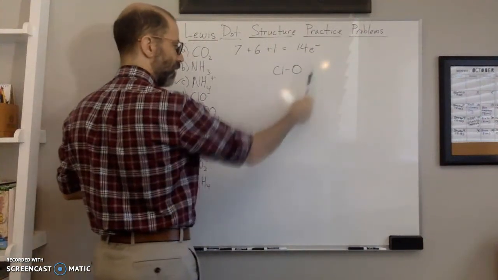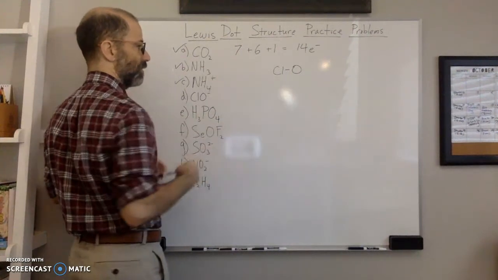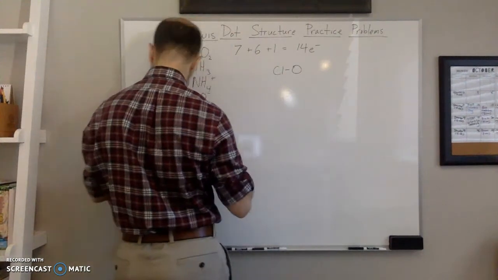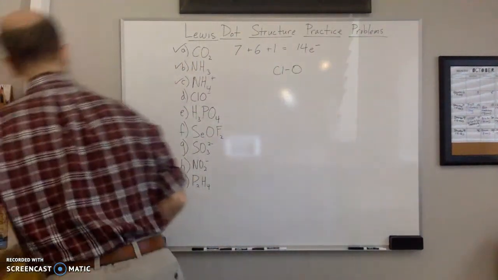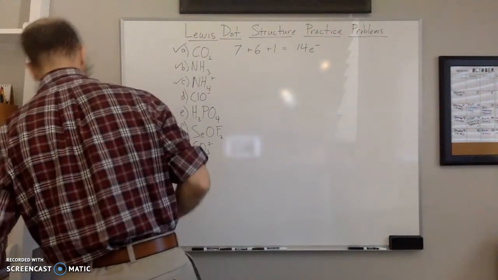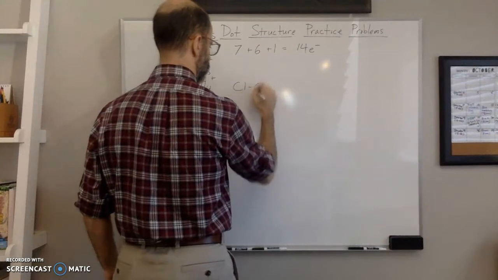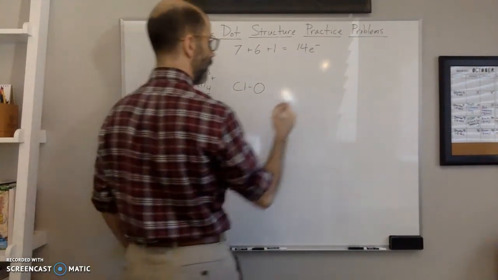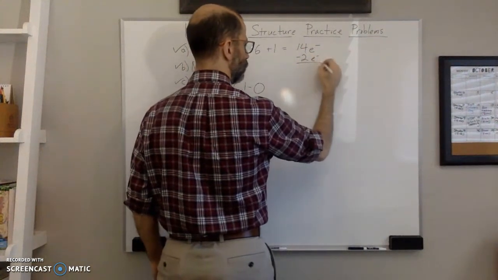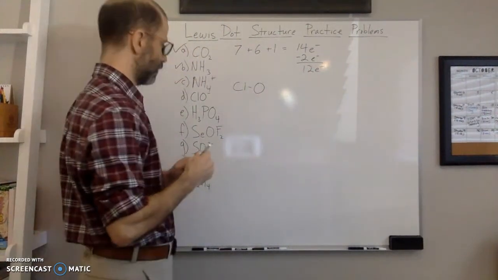So now we have our skeletal structure. We used 2 electrons to create this single bond between them. So we're going to have to remove, let me erase this and put it down here, ClO. And we're going to use those 2 electrons. So we're going to subtract the 2 electrons from our total. So we have 12 electrons left.